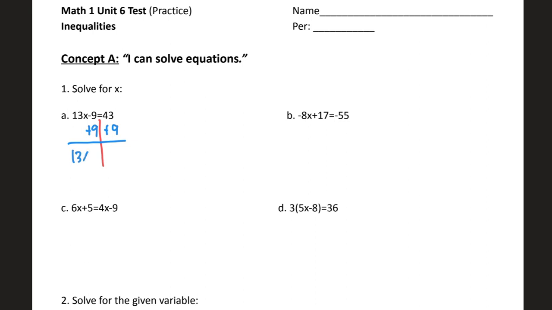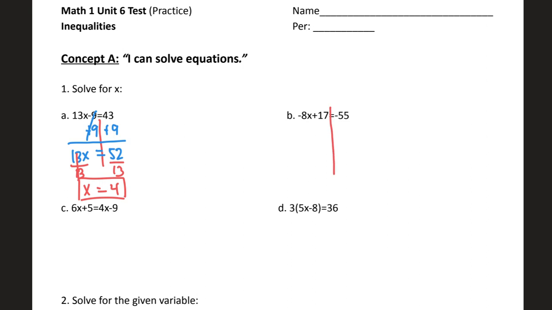So then I have 13x equals 43 plus 9 is going to be 52. And then we have to undo that multiplication. So then we're going to divide both sides by 13. So then I have x equals 4.